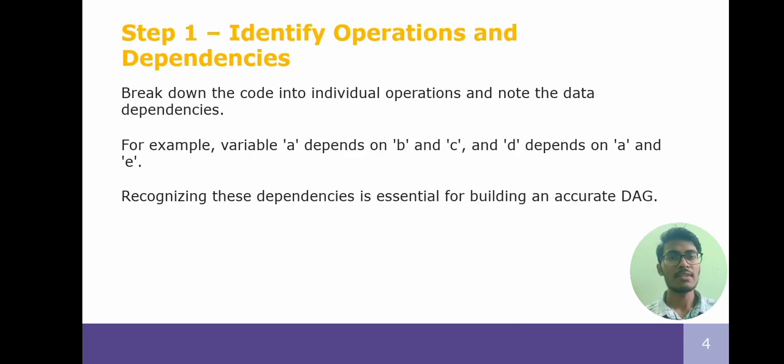In step 1, identify operations and dependencies. So break down the code into individual operations and note the data dependencies. For example, variable a depends on b and c, and d depends on a and e. Recognizing these dependencies is essential for building an accurate DAG.